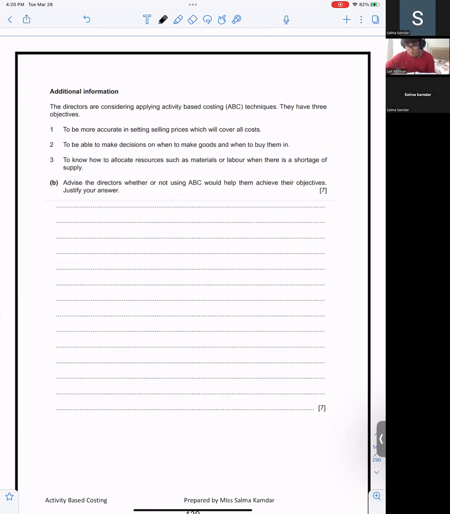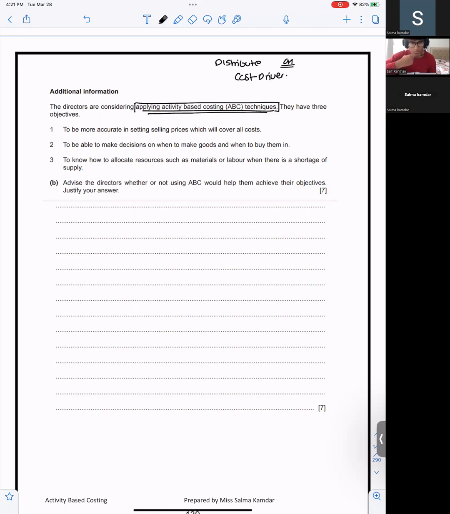Read the question. The directors are considering applying ABC costing techniques that have three objectives. ABC technique? What happens in ABC technique? You apportion the overheads based on the product, based on the cost driver. That means how much you have used, that much is apportioned. It's not a unit or some flat basis.